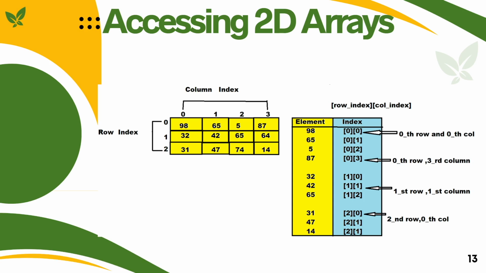In order to access specific elements, I have to specify 2 indices, one corresponding to the row and the other corresponding to the column. For instance, if I want to access the element 87, it is available at the first row and fourth column. So, I have to specify its position as A[0][3]. That would help me to access 87 in my program.